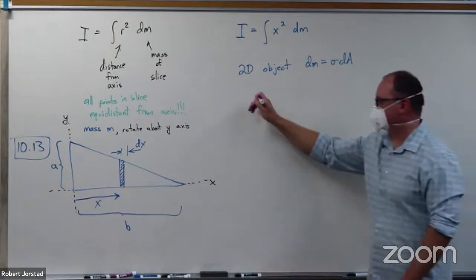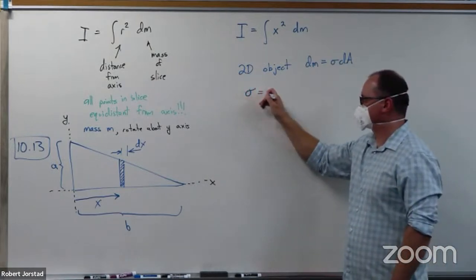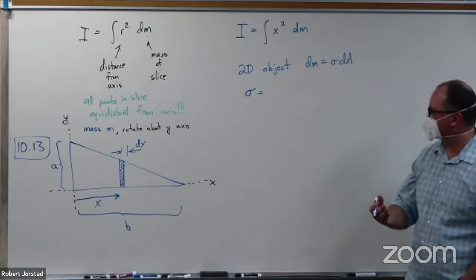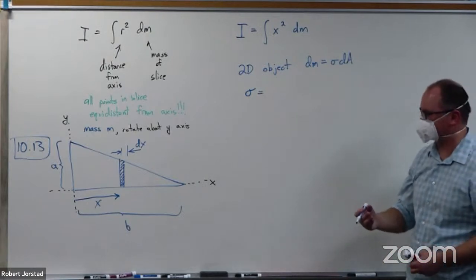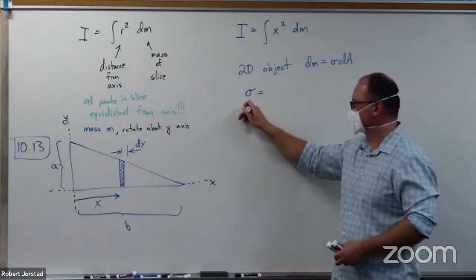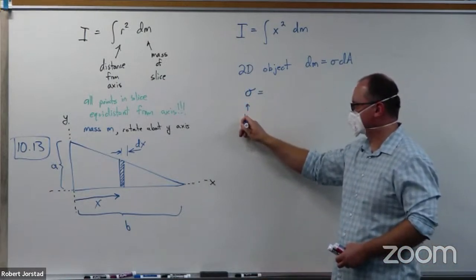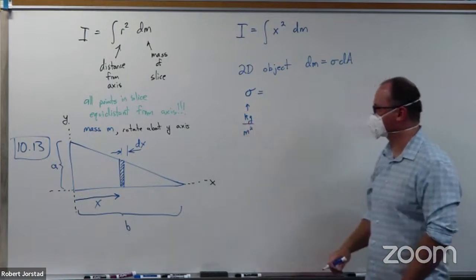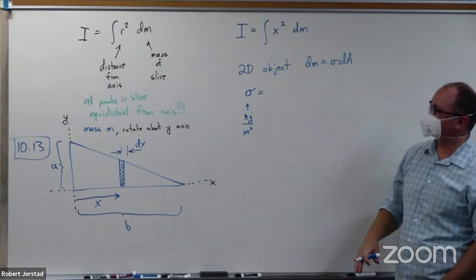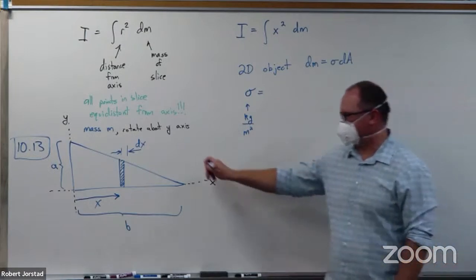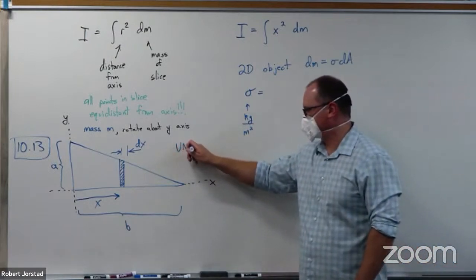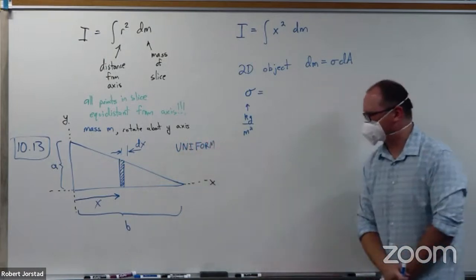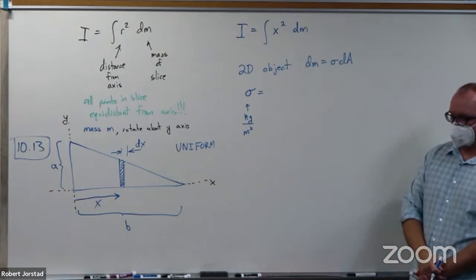What is sigma? What does it mean? Density. What kind of density? What units? Kilograms per meter squared. How do I get sigma for a uniform triangle? This was uniform. Remember how to get sigma?